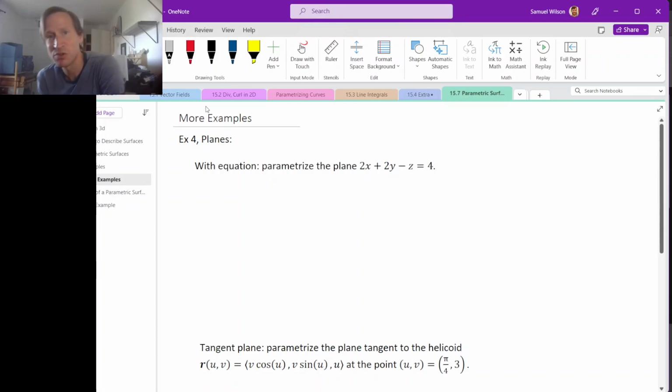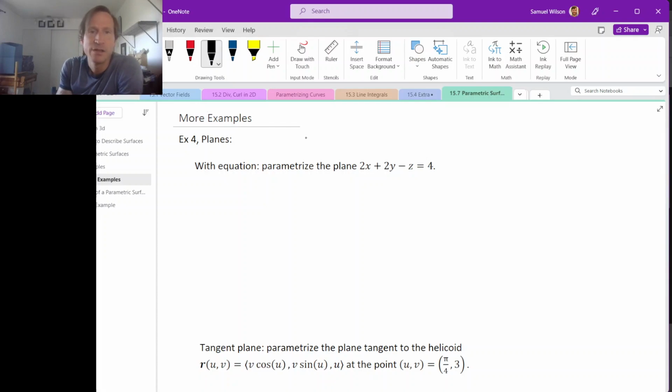Let's look at some more examples of common surfaces to parameterize. One that we haven't talked about yet is a plane, and there are actually two good ways to parameterize planes. It kind of depends on the information that you start with. For one example, let's look at this plane. Let's parameterize the plane 2x plus 2y minus z equals 4.